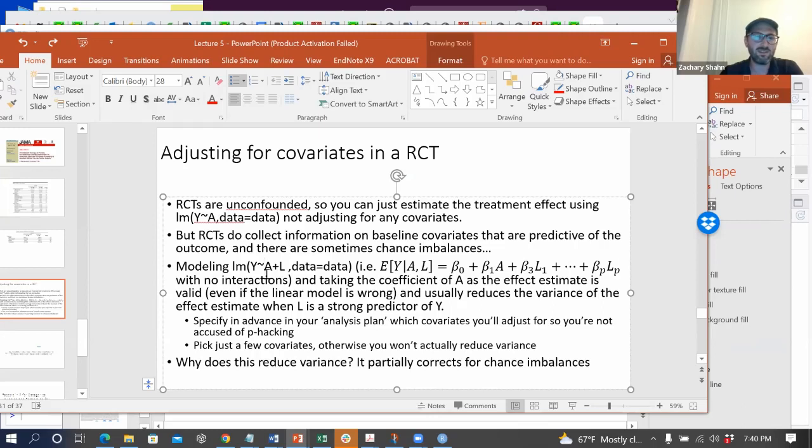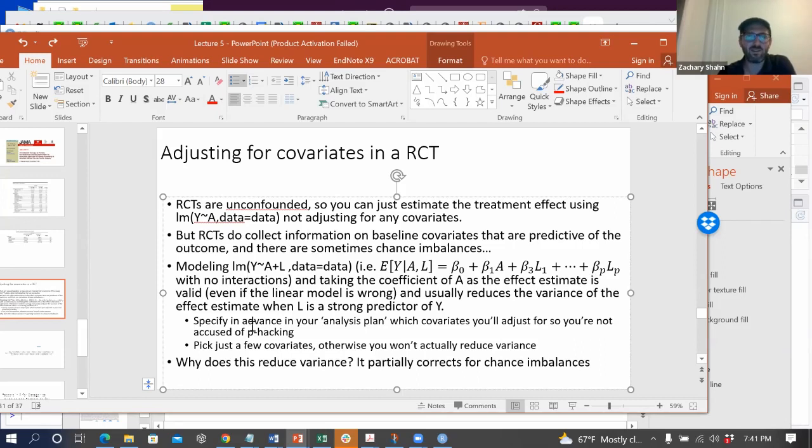But RCTs do collect information on baseline covariates that they think are important for the outcome, and they make that table 1, and it's available to statisticians who are analyzing data from an RCT. And there are sometimes chance imbalances between treated and untreated groups. So you could, and should actually, if you're analyzing data from an RCT, use a linear model. Let's say it's a continuous outcome. You should use a linear model that regresses on treatment and covariates, and you don't even need to use interactions. Don't use interactions, and take the coefficient of A as the effect estimate.